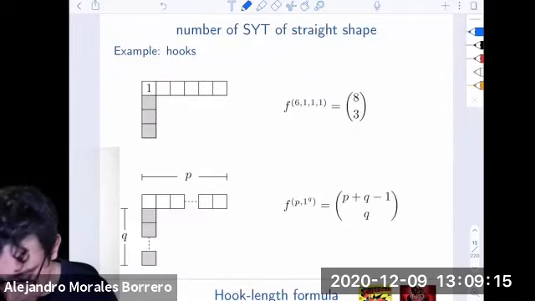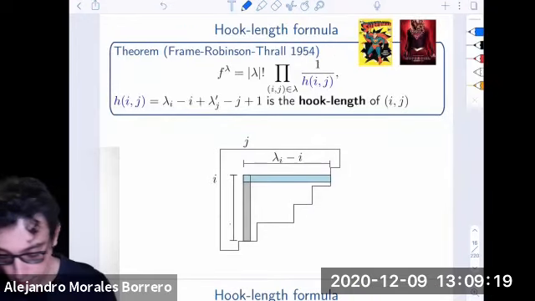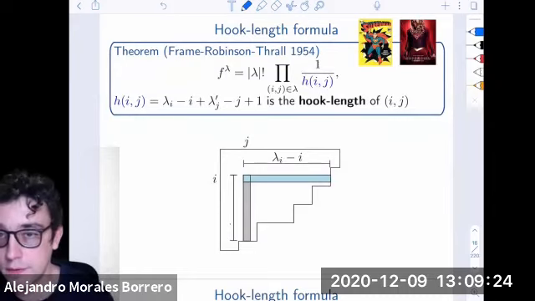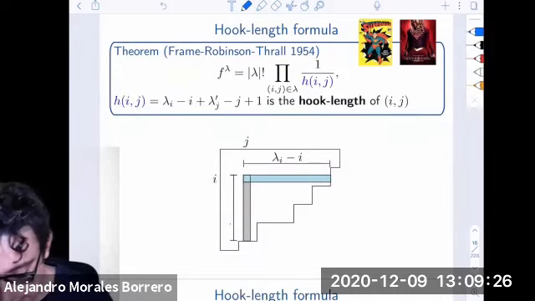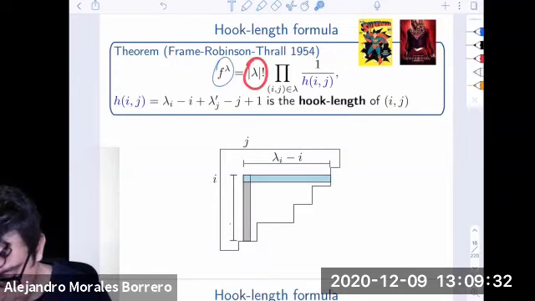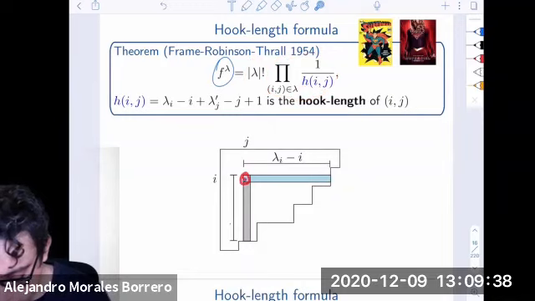So it's not a coincidence you get a nice formula for straight shapes. For all straight shapes, there is the famous hook length formula of Frame, Robinson, and Thrall that says that the number of standard tableaux equals the number of boxes factorial, and you divide by these numbers called hook lengths. So for a cell ij, the hook length is the number of boxes on this hook.